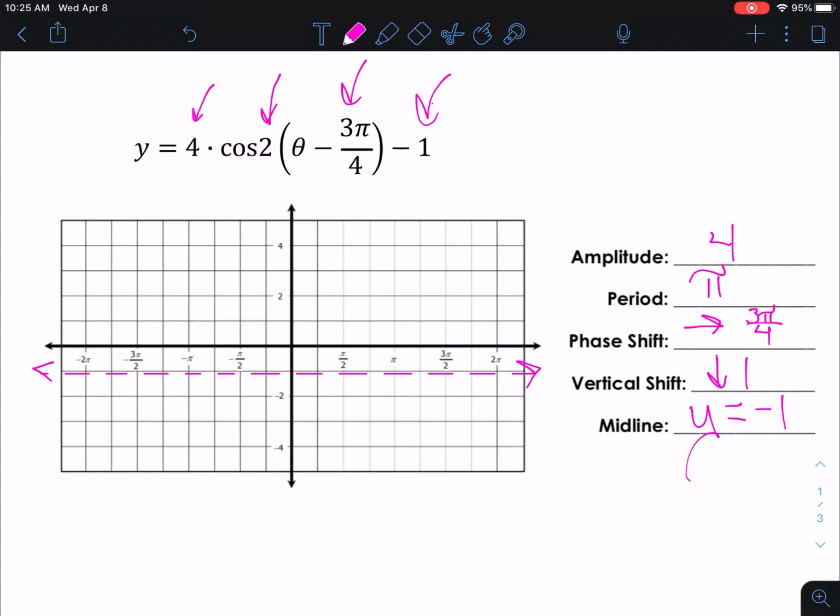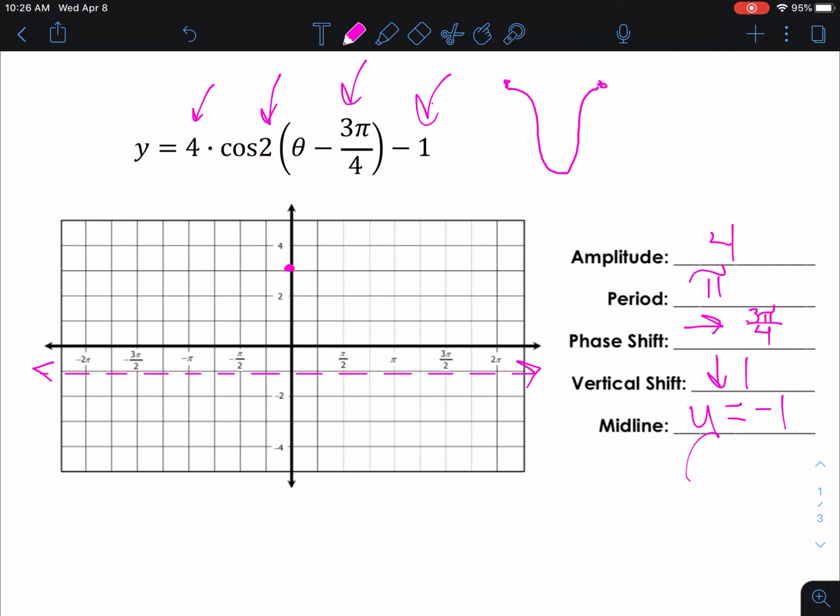All right, so now I want to think about what cosine usually looks like. So one wave looks kind of like that. Remember, starting at 1 and ending at 1. Right now our amplitude is not 1, it's 4. So I'm going to start from my midline and count 4 units up from there. Starting at negative 1, going up 4 units would be right here at 3.